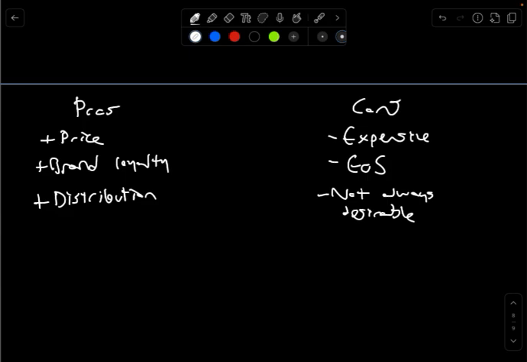And then it may not always be desirable. Customers might not like the differentiation of your product or brand, which creates a risk because a company may spend money, may spend their human resources, and then not get the result that they have expected.